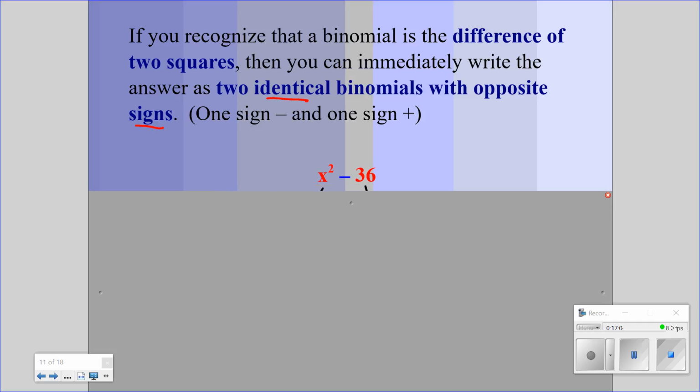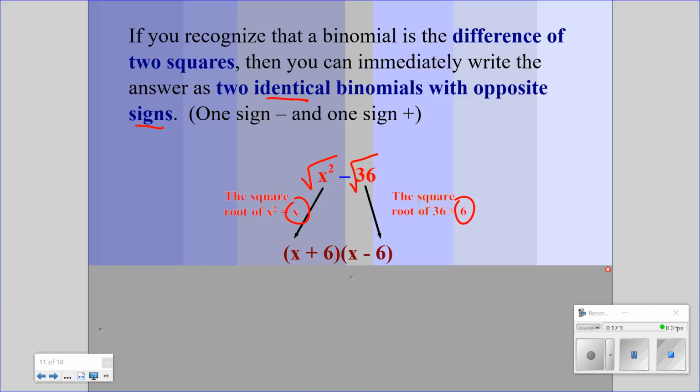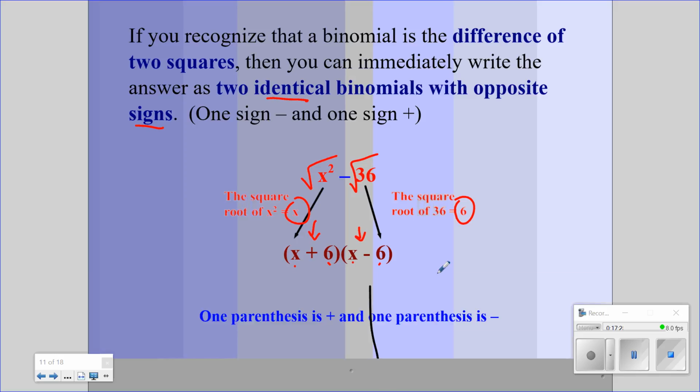So the way we'll do this is square root both perfect squares. The square root of x squared is x. The square root of 36 is 6. X and 6 will make up the parts of your binomials in your answers, and in between them, one of them gets a plus sign, the other gets a subtraction.